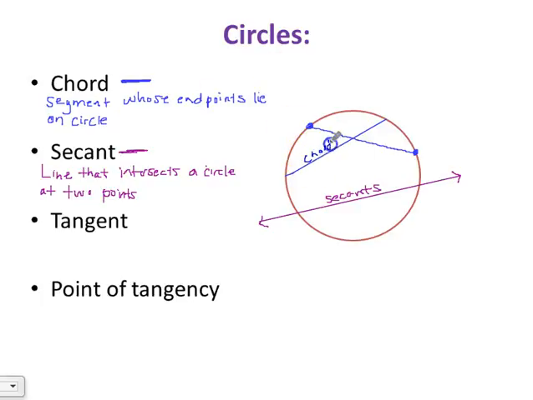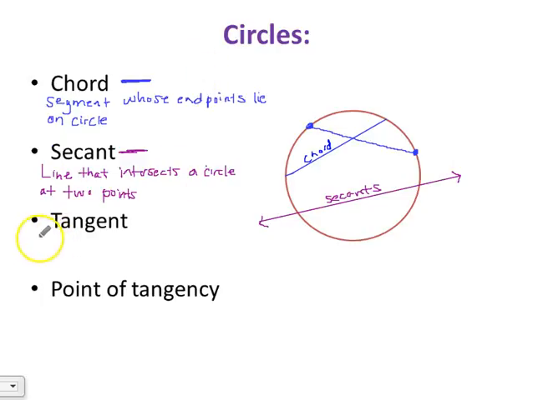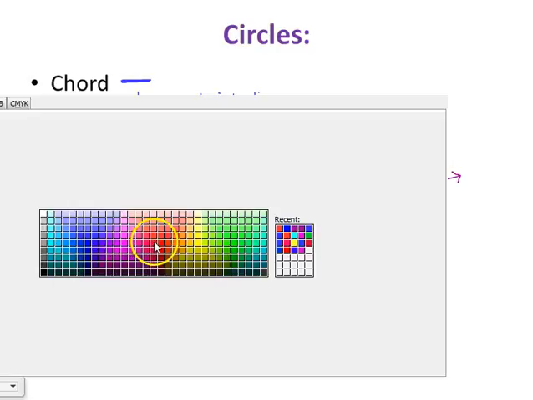Then we've got a tangent, and a tangent is a line, like a secant, they're both lines, but a tangent is a line that only intersects the circle at one point. It's a line that intersects a circle at one point. At only one point, where a secant intersected at 2 points. A tangent intersects only at 1 point.